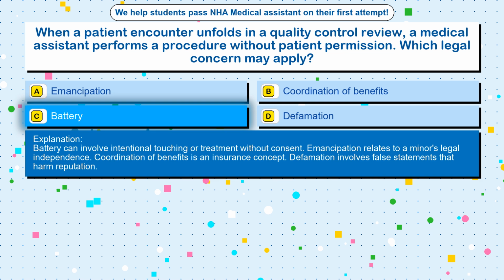Battery can involve intentional touching or treatment without consent. Emancipation relates to a minor's legal independence. Coordination of benefits is an insurance concept. Defamation involves false statements that harm reputation.